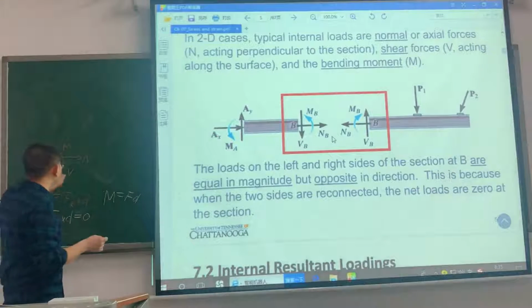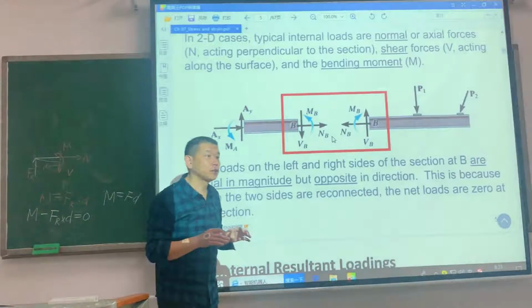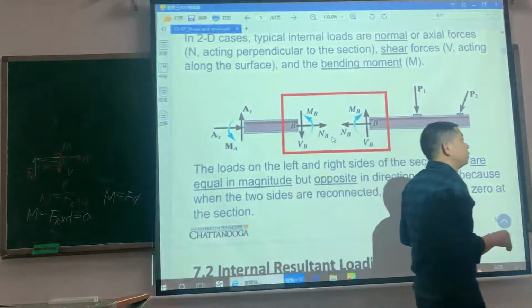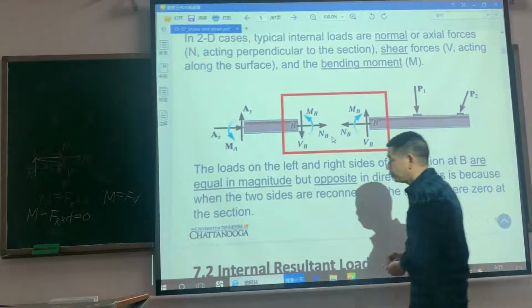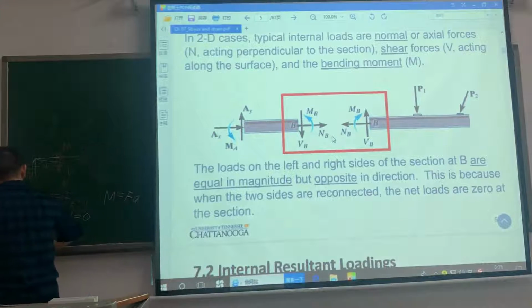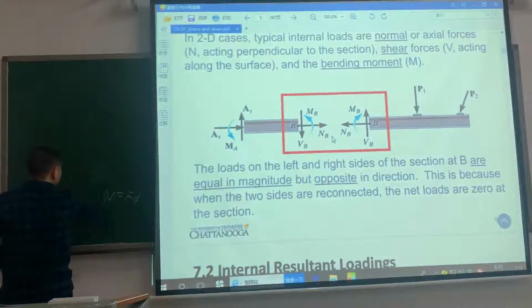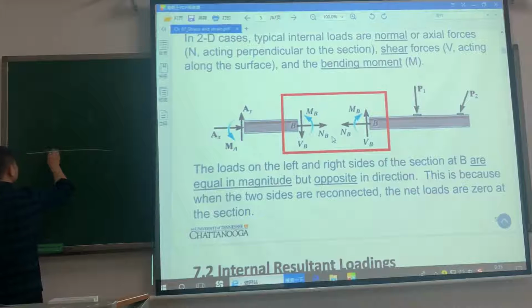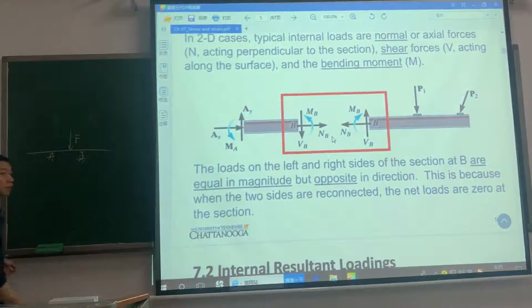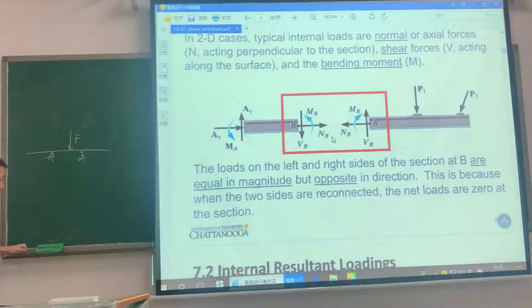If there is no internal force, no bending moment, the rod will not be bent. Understand? Maybe like this. Suppose it's like this, yes or no? Of course, there is an angle on it.